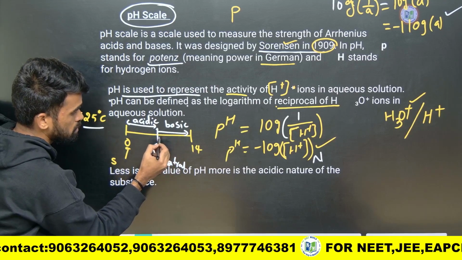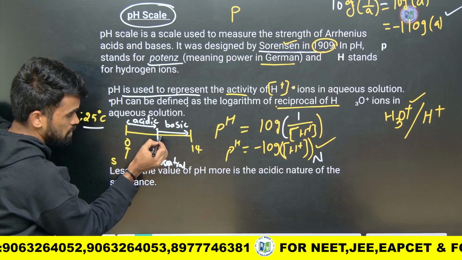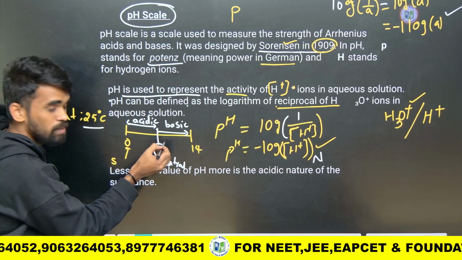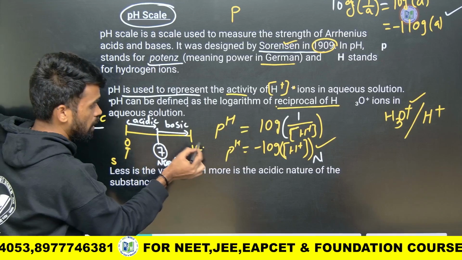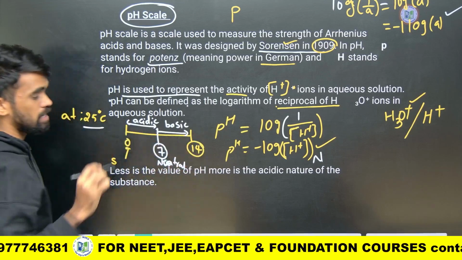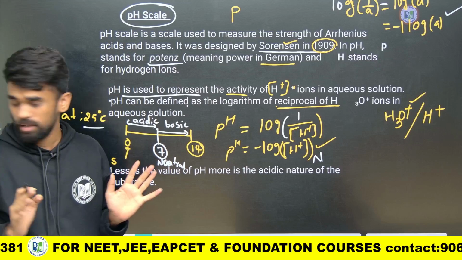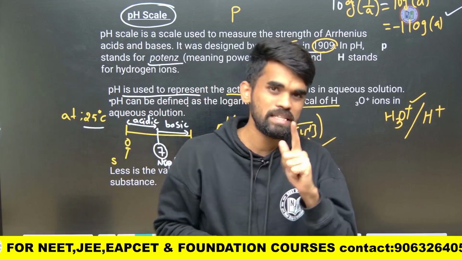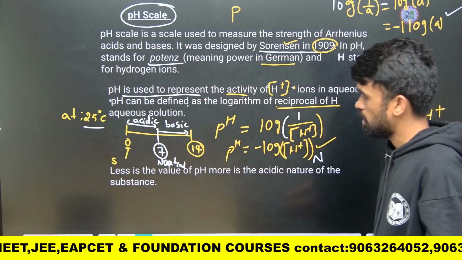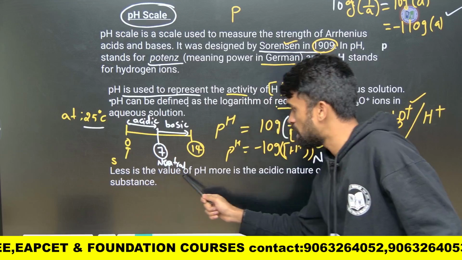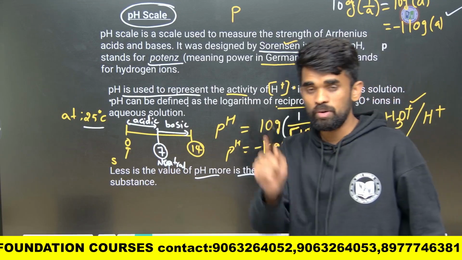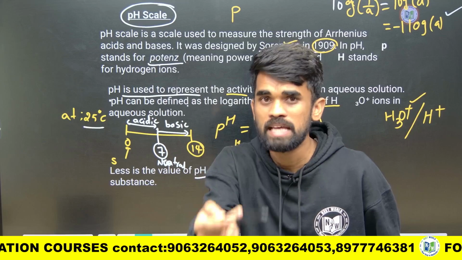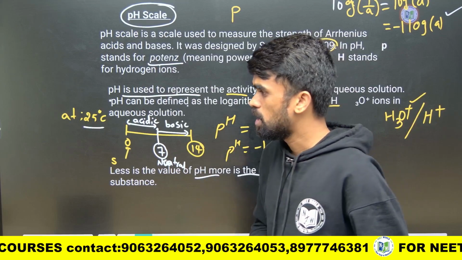Near 7, that is 7.5, 7.8, this is the weak basic region, and 14 is the strong basic region. Hope it is clear. This is about the pH scale. One more thing: the lower the value of pH, the more acidic is that particular substance. This is what you need to understand.